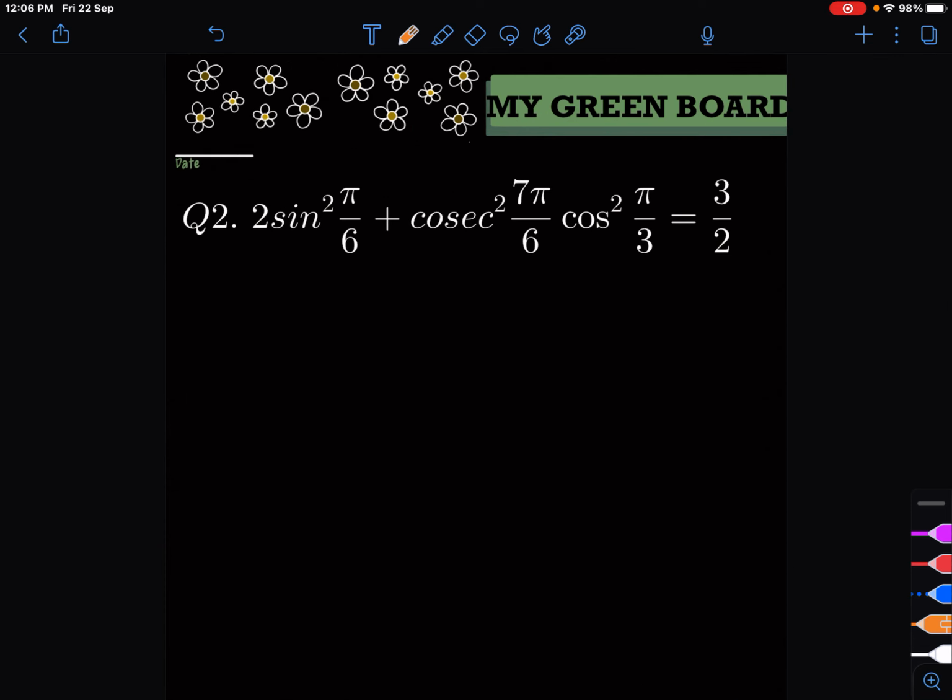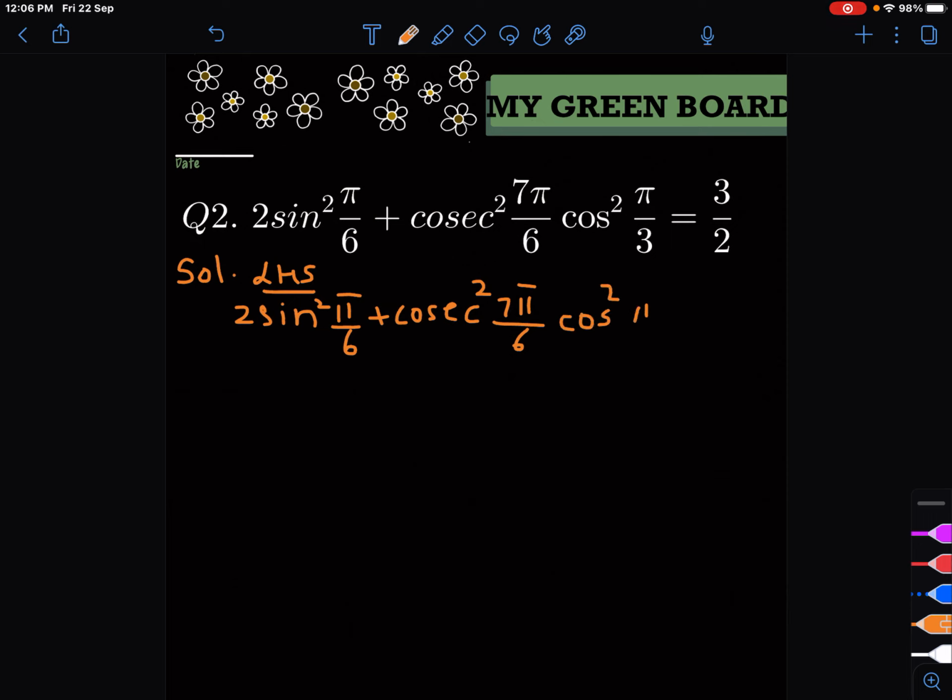Now the next question says 2 sin square pi by 6 plus cosec square 7 pi by 6 into cos square pi by 3 is equal to 3 by 2. Okay, so in this question again we are going to take the LHS. Here LHS is equal to, just write the same thing, 2 sin square pi by 6 plus cosec square 7 pi by 6 into cos square pi by 3.